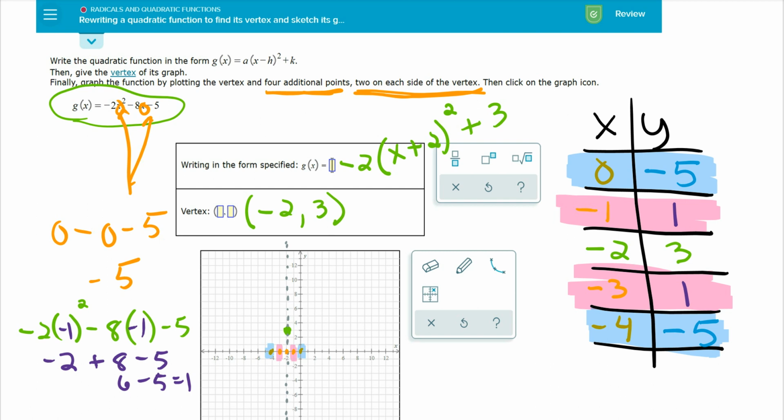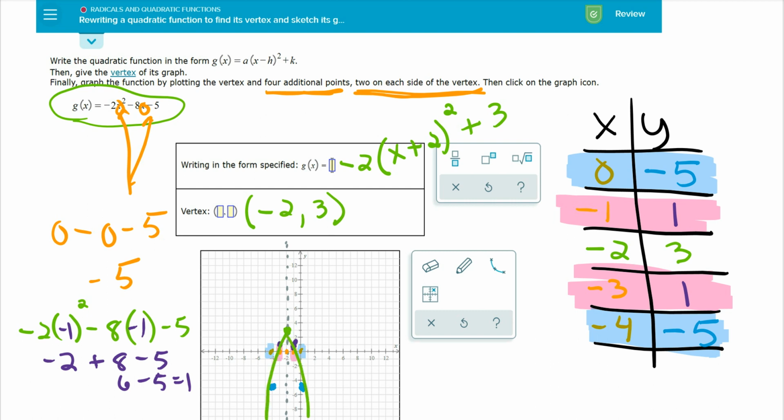So I'm going to have, I've already got the -2, 3, then the 0, -5 would be here, and then the -1, 1 would be here. I already got the -2, 3. -3, 1 would be there, and -4, -5 would be there. And so my graph, I'll just do that in green, should look something like this.